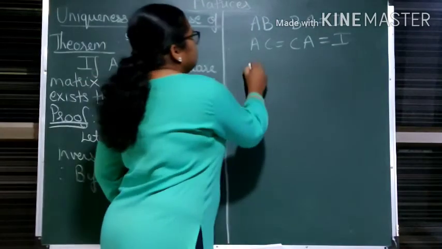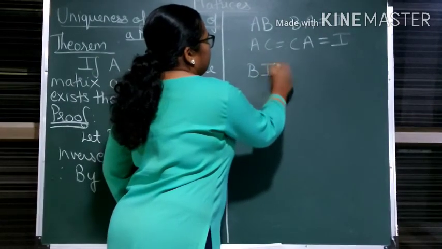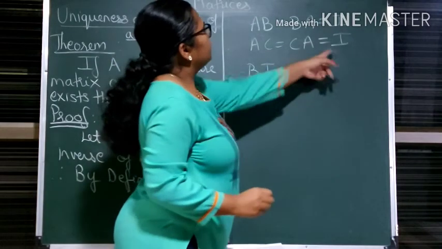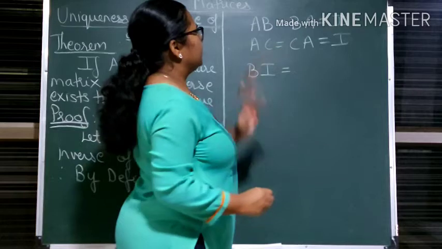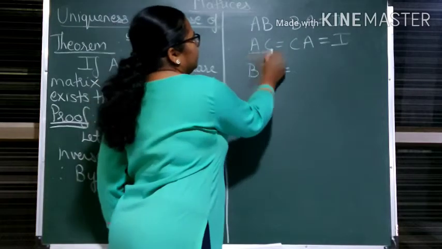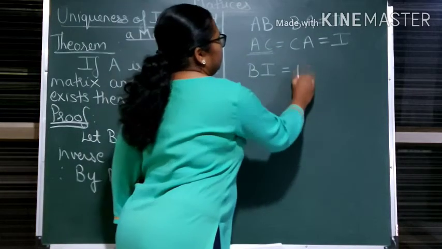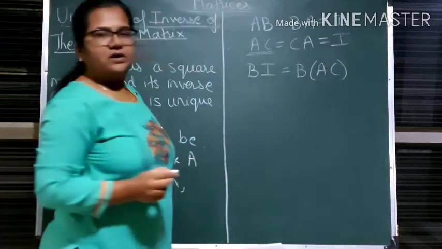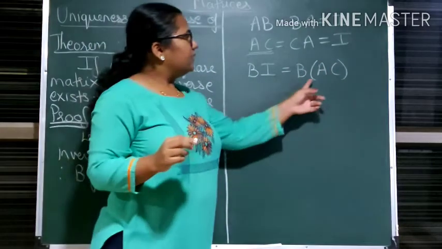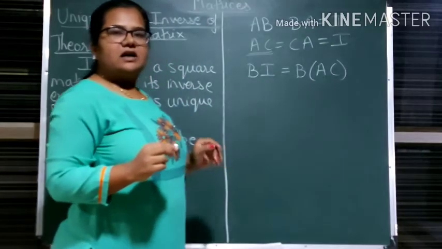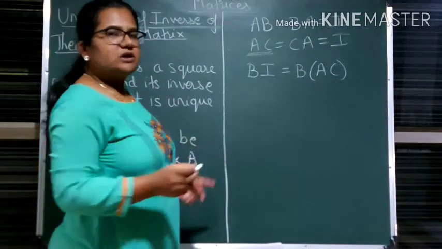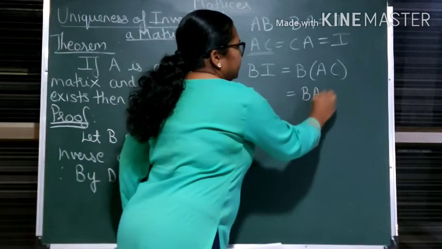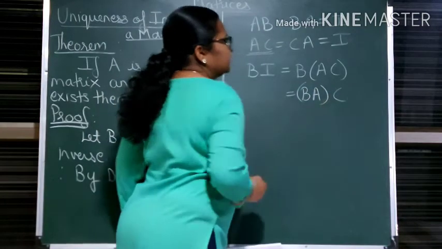Now let us consider B into I. Now in place of I, can I write what is I equal to? All these four values are equal to I. Any one value I can take. So if I take A into C, so B into A into C. Now we have studied that in multiplication of matrices, the associative law holds. So this can be written as B into A into C.